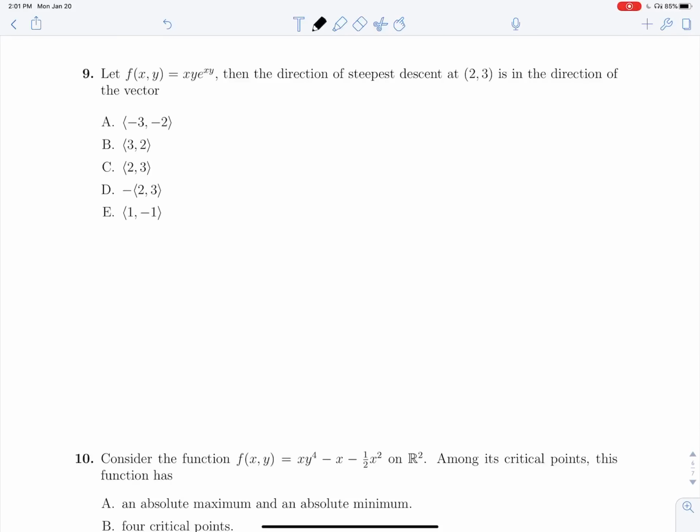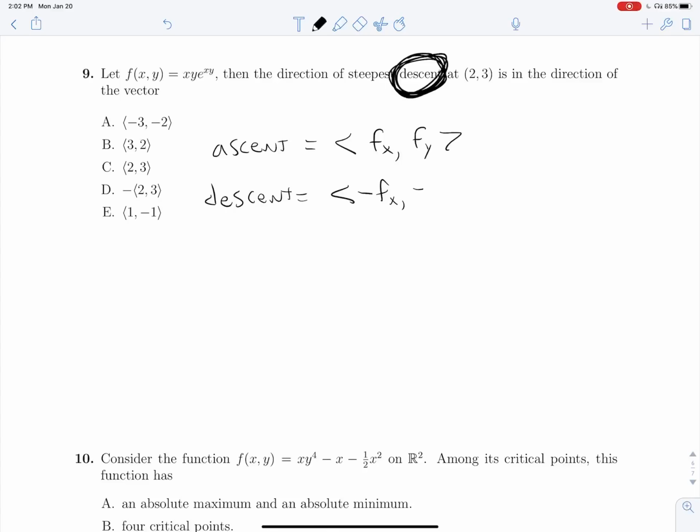Question 9, we have some function f of xy, and we're looking for the direction of steepest descent. If you get a gradient question like this, circle whether it's descent or ascent, because it might seem crazy to you now, but a lot of people in the exam that I know afterwards were like, oh no, I read ascent, or I solved for ascent when I knew it was descent, and that little wording can really trip you up. Because we know that if we're looking for the direction of steepest ascent at a point, that's going to be the vector fx, fy, but if we're looking for descent, that's the opposite, negative fx, negative fy.